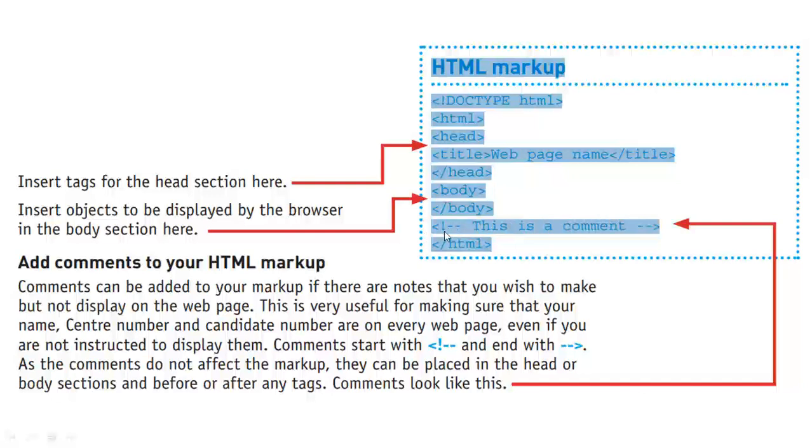Open tag, exclamation mark, dash dash, space, text, space, dash dash, close tag. This is just a comment and it will not be shown on the browser. Okay, I'll explain this later. And then you close the HTML, forward slash HTML. This will open up a page with nothing but a title, web page name over here.